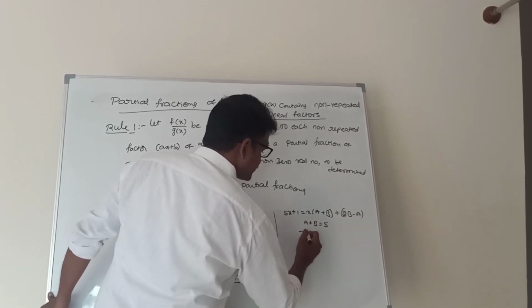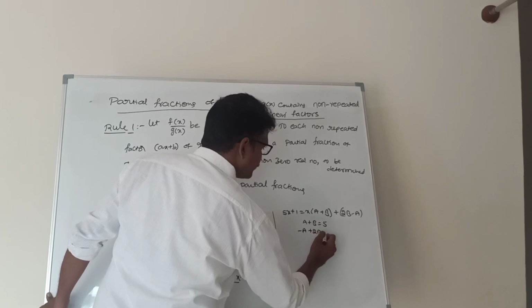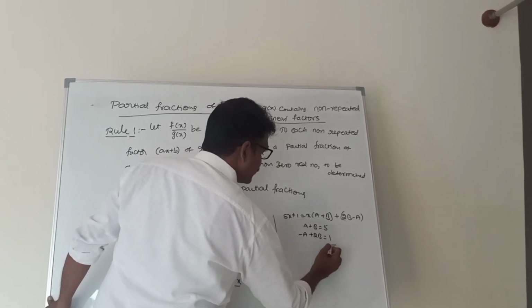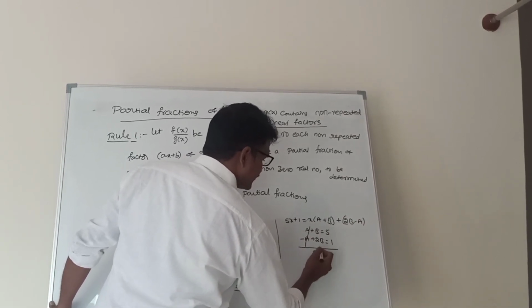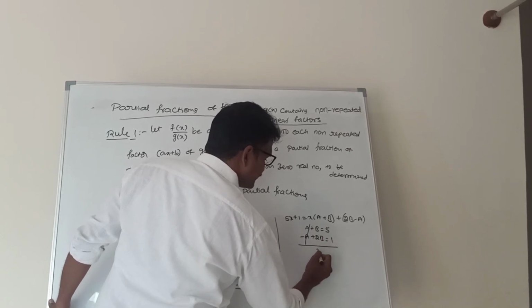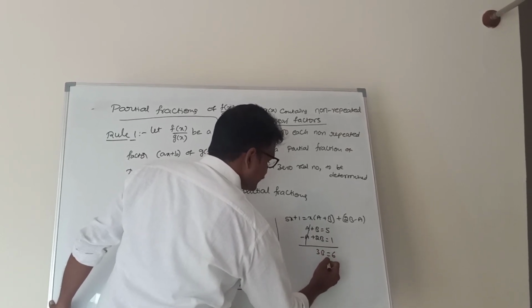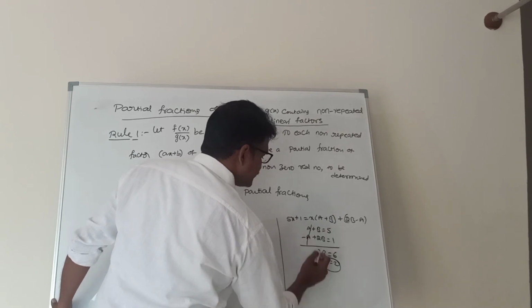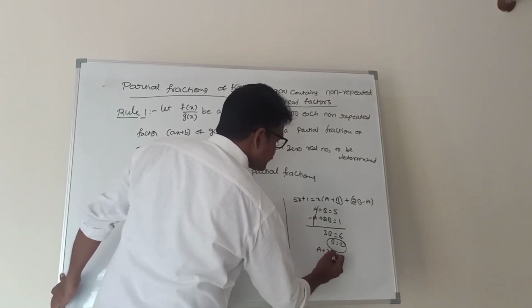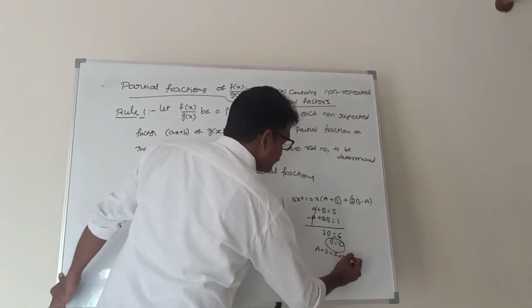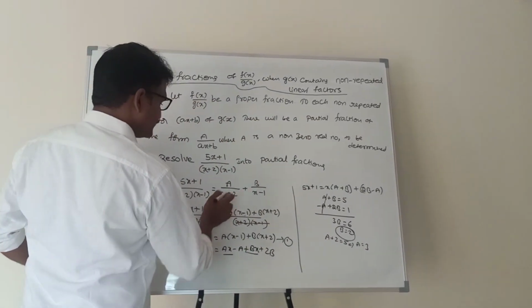Next, minus A plus 2B is equal to, comparing the constants, 1. So if you add these, A and minus A get cancelled, and 3B is equal to 6. So B is equal to 2. If B is 2, substitute here: A plus 2 is equal to 5. So A is equal to 3. Substitute in equation number 1.